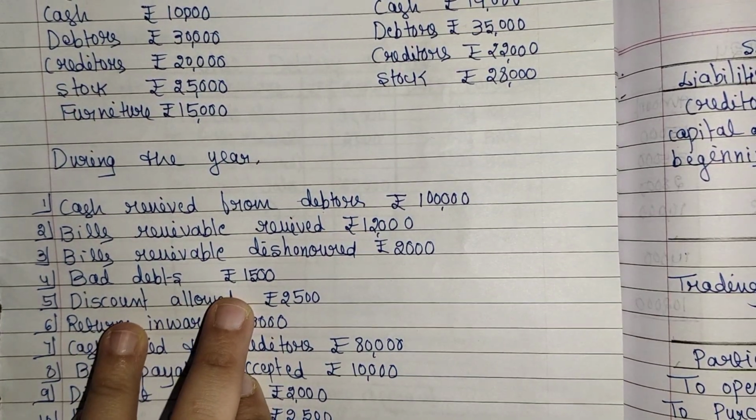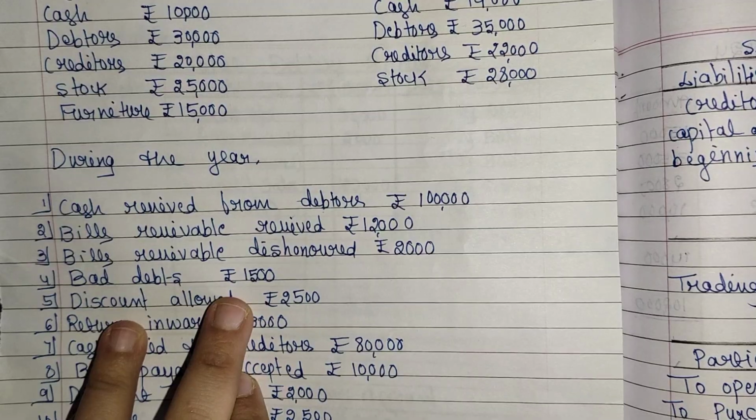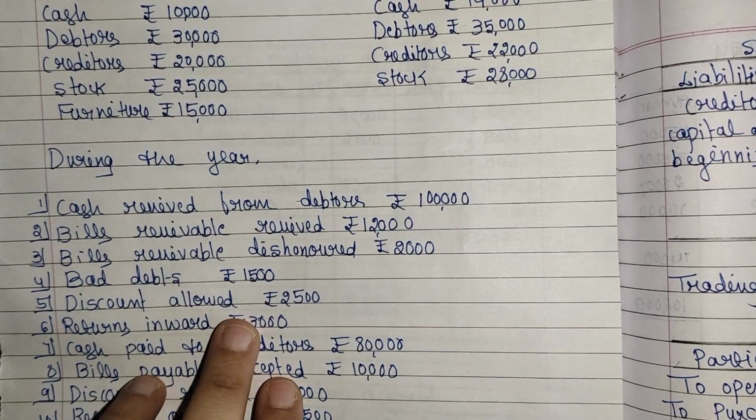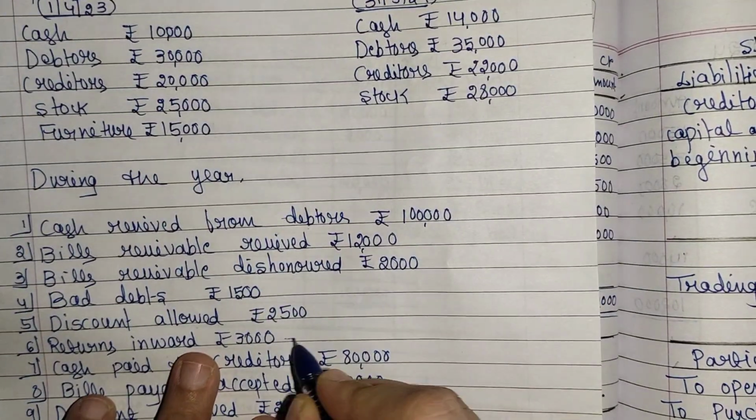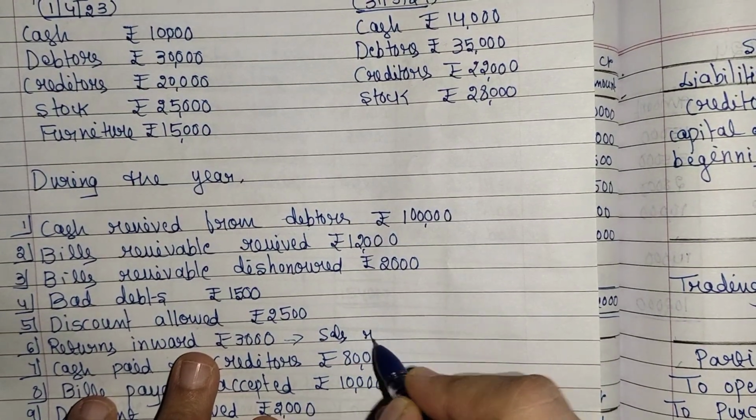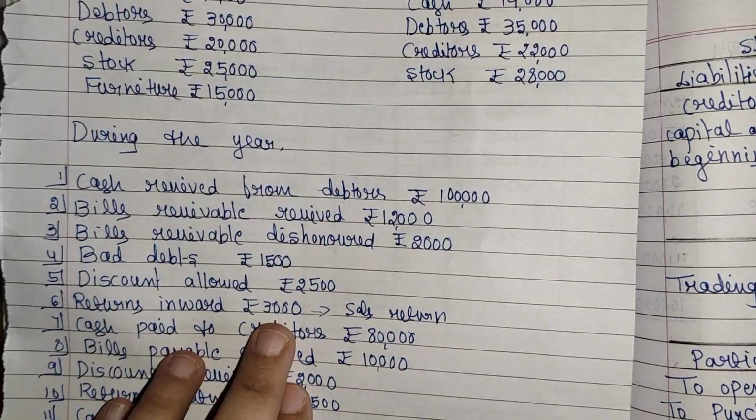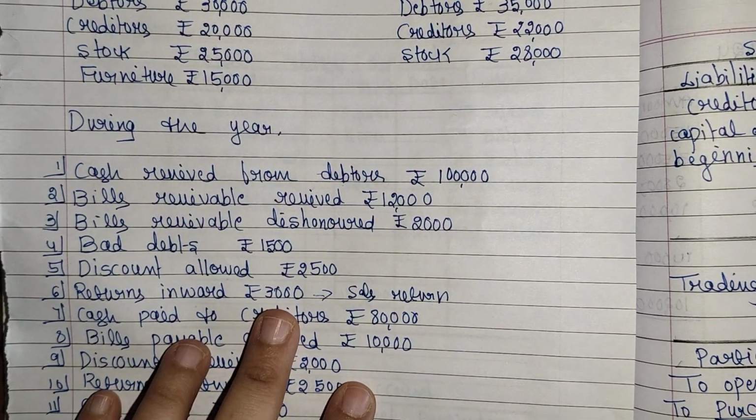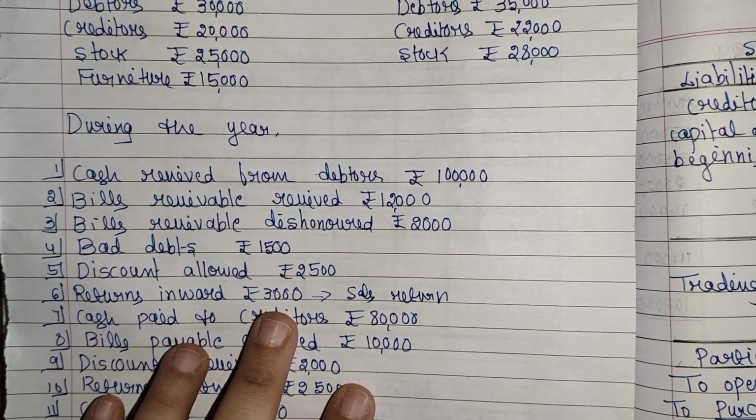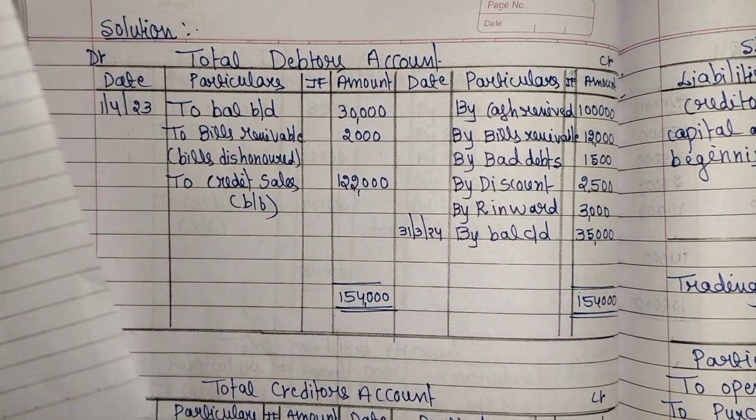And bad debts. Bad debts means the amount that is not recoverable from the customers. And discount allowed to the customers, that is also on the credit side of the debtors account. Means customers pay less amount, right? And returns inward. It means sales return. Don't get confused here. Return inwards means sales return, that is rupees 3,000. Means goods returned by the customers. That is also we need to record on the credit side of the debtors account.